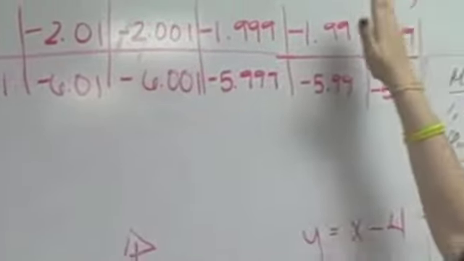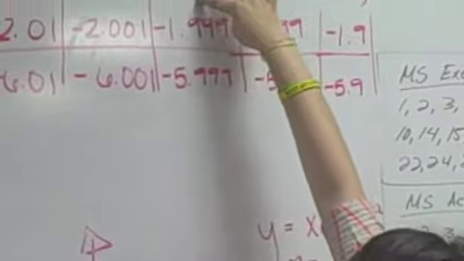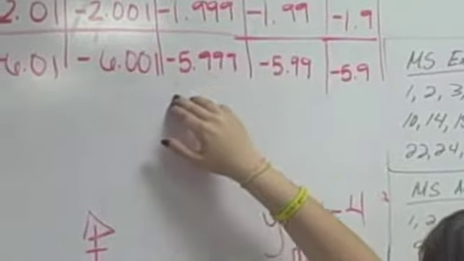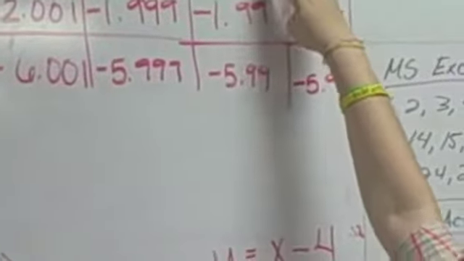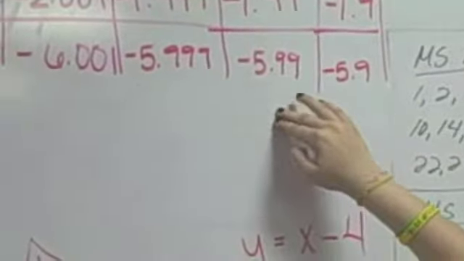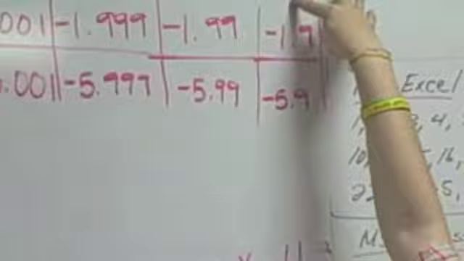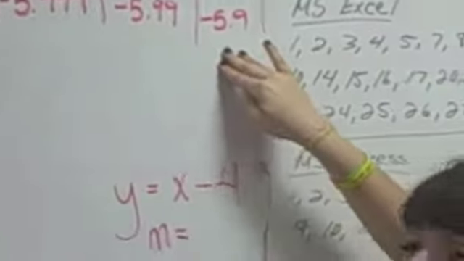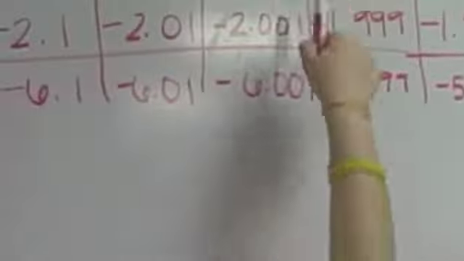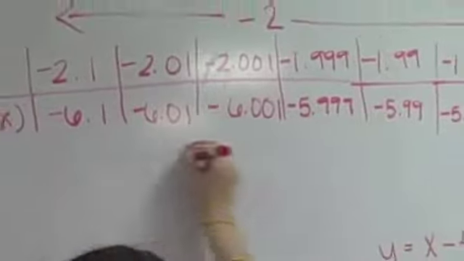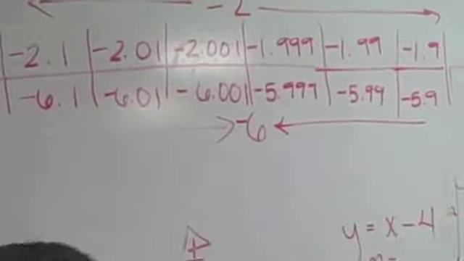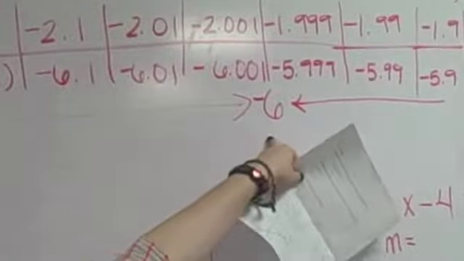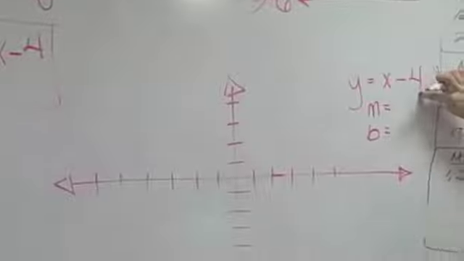When we go to the right side of negative 2, negative 1.999, our output is negative 5.999. Our input negative 1.99, output negative 5.99. Input negative 1.9, output equals negative 5.9. Obviously, when we look at the numerical chart, all our outputs are clustering around negative 6.